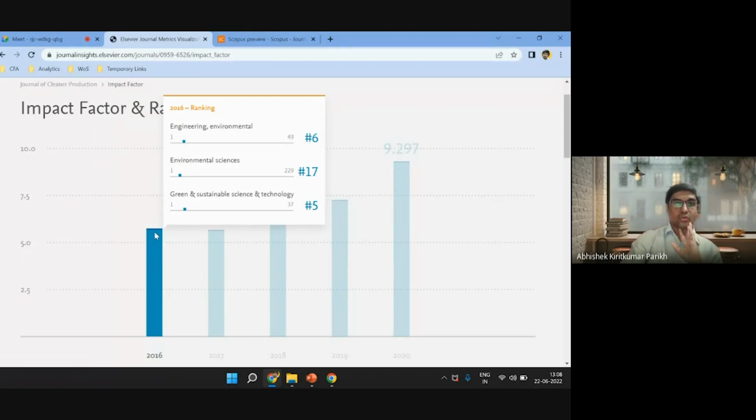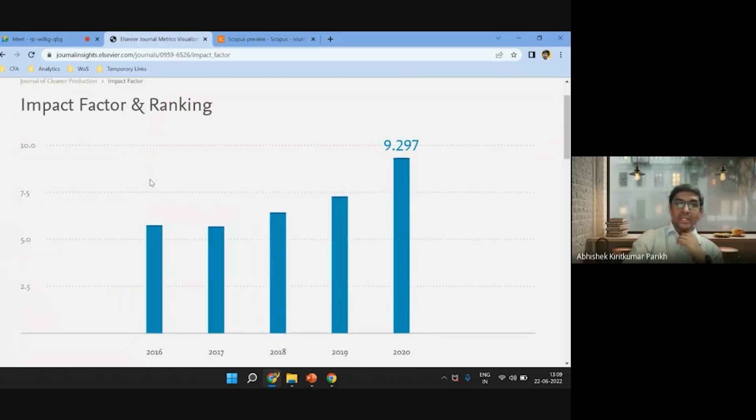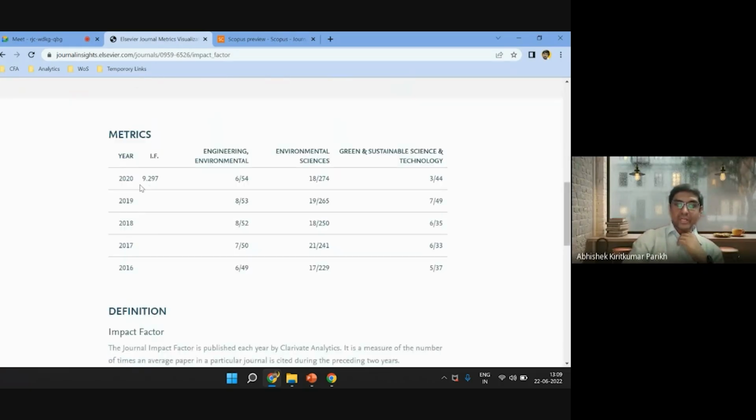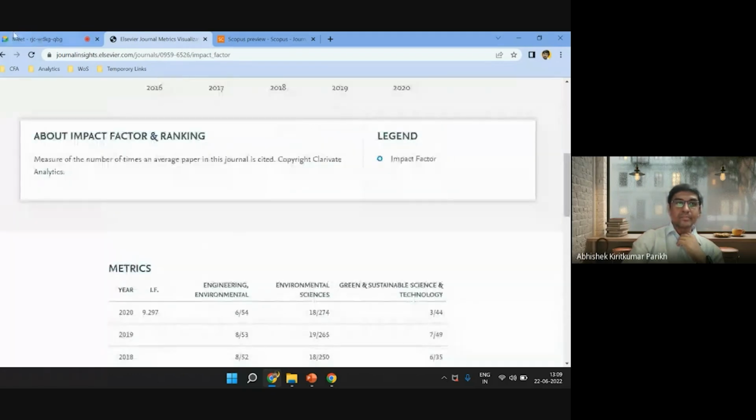Here, the sector-wise impact is also shown: how many documents from engineering and environment have cited this, how many documents from environmental science have cited this, green and sustainable science have cited this. Based on that, if you make a total of this, divided by the documents published in 2019, you will get the impact factor of 2020, right? So out of 274, what is the contribution is also shown, right? So this impact factor is area-wise.